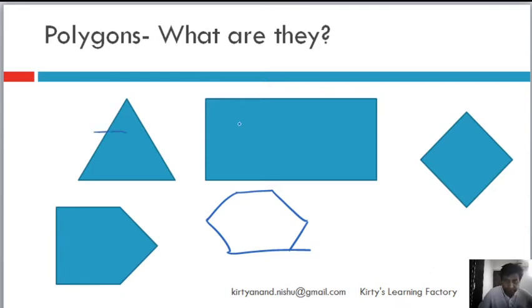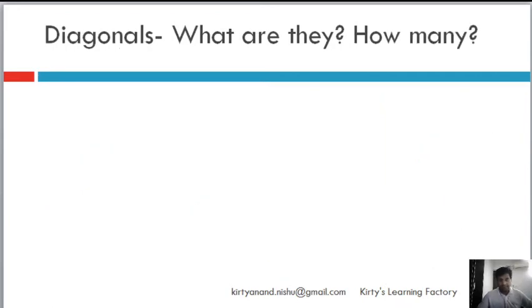So triangle, quadrilateral, special case of quadrilateral, which is rectangle. This is also a quadrilateral because four sides. This is a pentagon because 5 sides. Hexagon, similarly, septagon, octagon, like that. So every polygon, basically, has sides and it has diagonals.